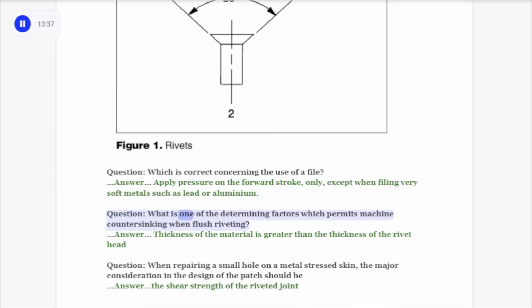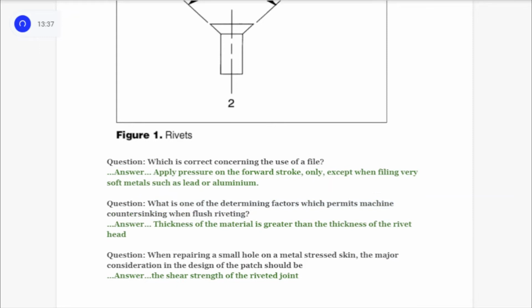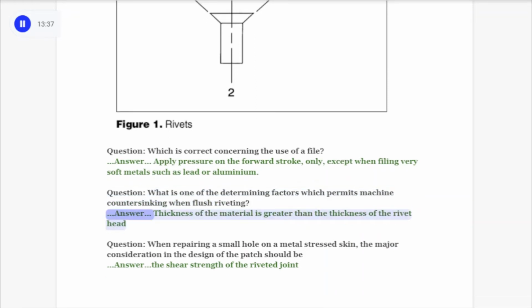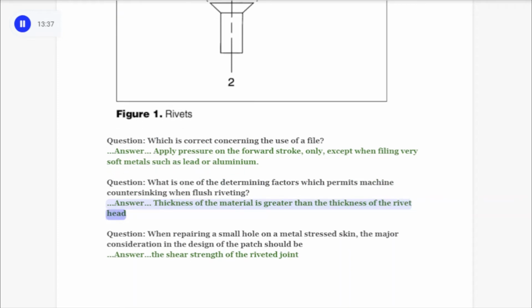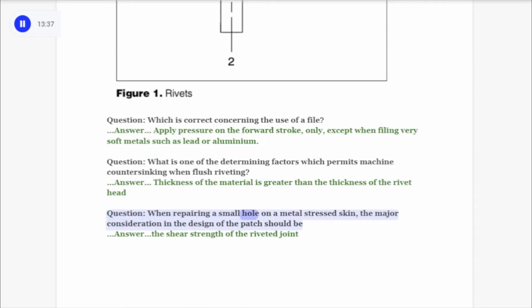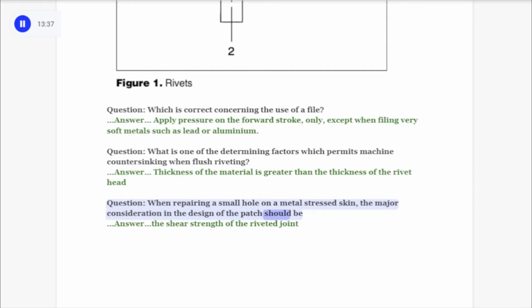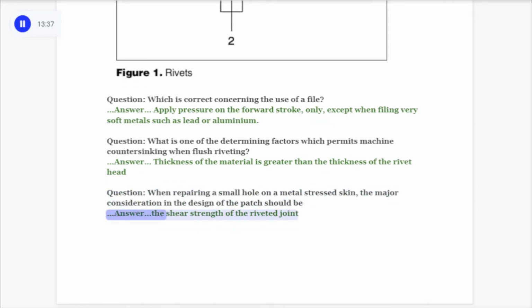Question: What is one of the determining factors which permits machine countersinking when flush riveting? Answer: Thickness of the material is greater than the thickness of the rivet head. Question: When repairing a small hole on a metal stressed skin, the major consideration in the design of the patch should be? Answer: The shear strength of the riveted joint.